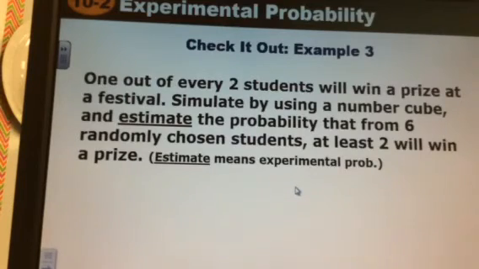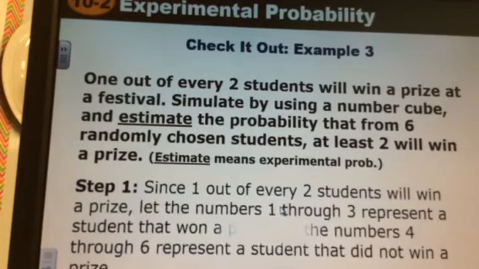at a festival. Simulate by using a number cube and estimate the probability, or you could say calculate the relative frequency, that from 6 randomly chosen students, at least 2 will win a prize. So estimate means experimental probability, or again, it means relative frequency.